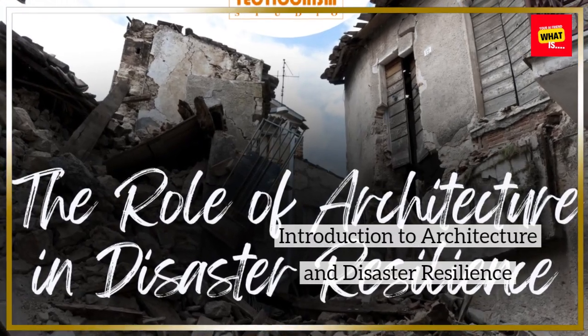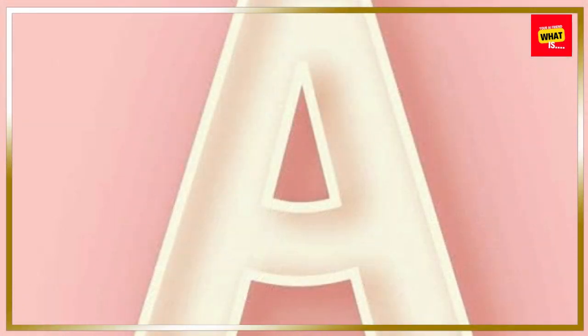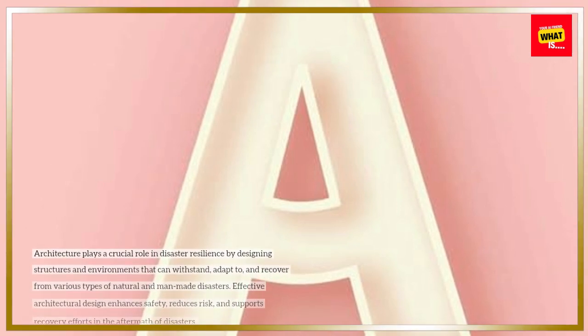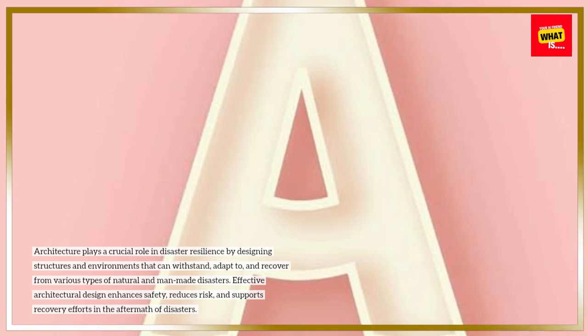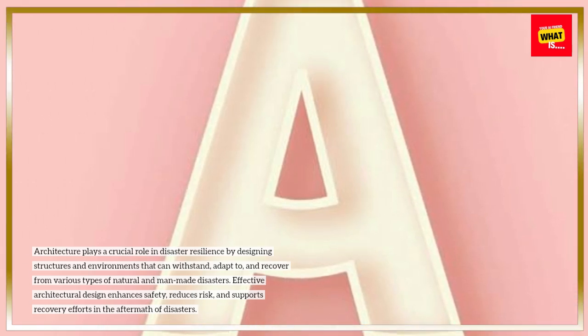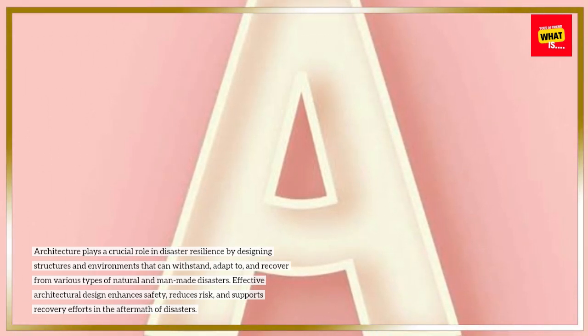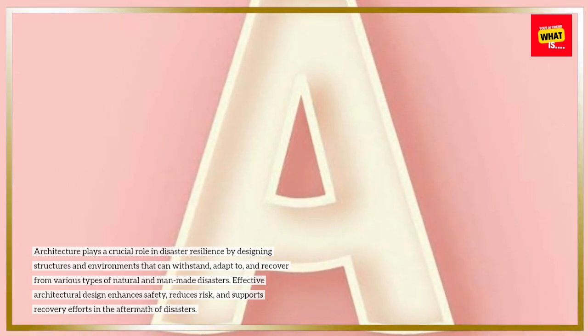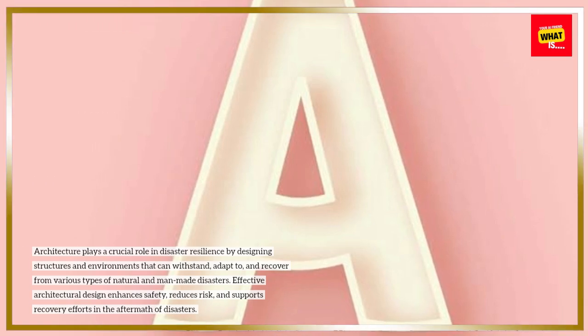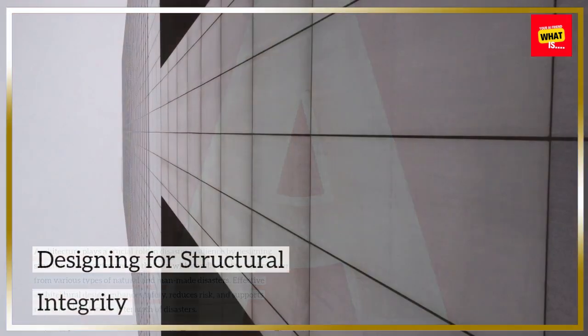Introduction to Architecture and Disaster Resilience. Architecture plays a crucial role in disaster resilience by designing structures and environments that can withstand, adapt to, and recover from various types of natural and man-made disasters. Effective architectural design enhances safety, reduces risk, and supports recovery efforts in the aftermath of disasters.